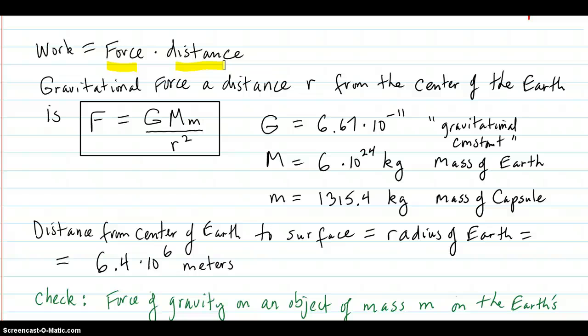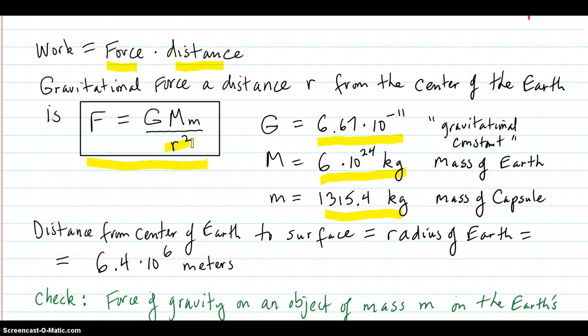The gravitational force that we're interested in for this particular problem, at a distance r from the center of the Earth, is this formula right here. Capital G is the gravitational constant and has units that we'll discuss below. And the mass of the Earth is this many kilograms, and the little m, the mass of the capsule, is this many kilograms. Now notice in this formula, this r squared is in the denominator.